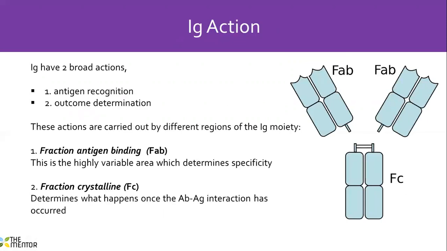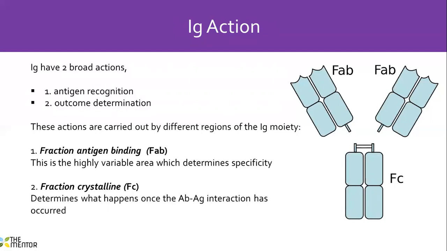So how do they act? They act in two main ways. Antibodies act by doing what we call antigen recognition. They recognize that this is a foreign body. And then after that, we have what we call outcome determination. It determines what is going to happen. Is it going to be marked for phagocytosis? Is it going to be neutralized directly? Are we going to have the complement system coming in? So those are the two main functions: they recognize, and then determine what is going to be the outcome of this foreign body.